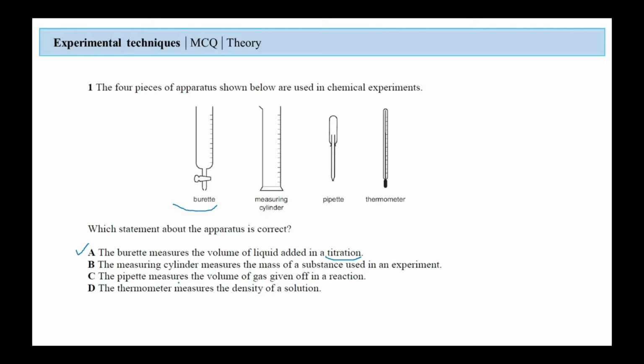Okay, the pipette measures the volume of gas given off in a reaction. This is also not correct because the pipette is used to measure volumes of liquids, not the volumes of gases. Then the last one is the thermometer measures the density of a solution, and also this one is not correct because the thermometer is used to measure the temperature.